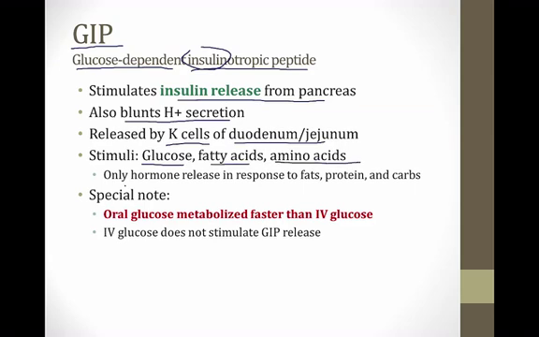And it's unique in that it's the only hormone that's released in response to all three types of foods: fats, proteins, and carbs. And the most high yield thing to know about GIP is that because of this hormone, oral glucose is metabolized faster than IV glucose. If you administer oral glucose to a patient, that will trigger GIP release, and that will trigger insulin release, and as a result, that glucose will be metabolized quickly relative to an IV dose of glucose, which does not trigger GIP release because it doesn't go through the intestines.